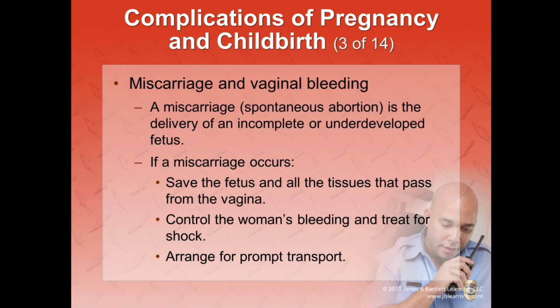Another complication of pregnancy and childbirth is miscarriage and unknown vaginal bleeding. A miscarriage is also known as a spontaneous abortion, which is the delivery of an incomplete or underdeveloped fetus. If a miscarriage occurs, we're going to want to save the fetus and all the tissues that pass from the vagina, control the woman's bleeding, treat for shock, and arrange for prompt transport.